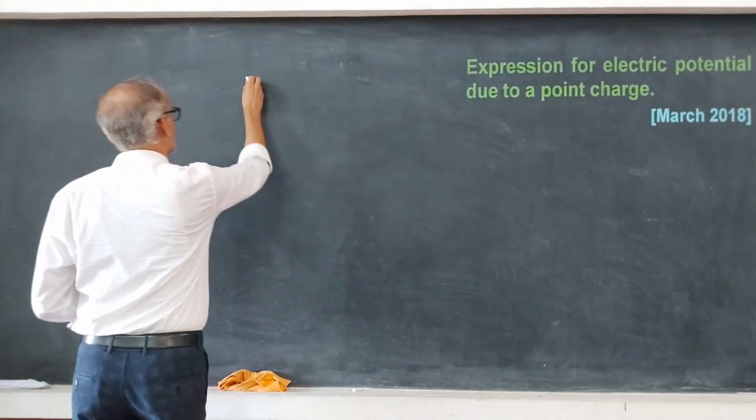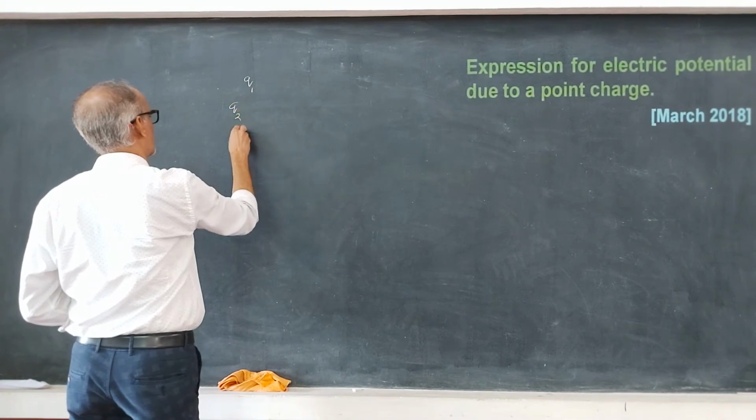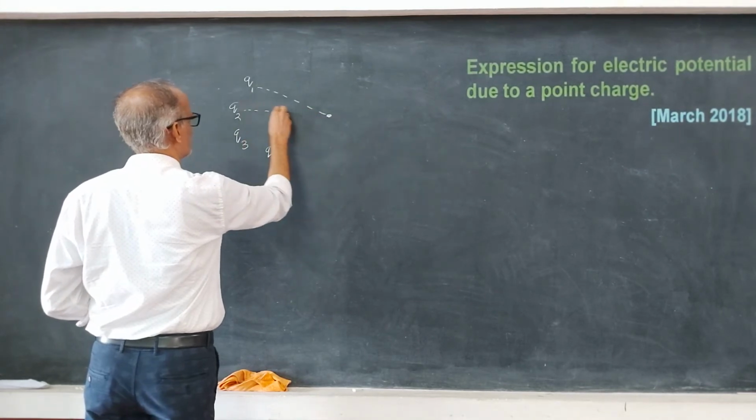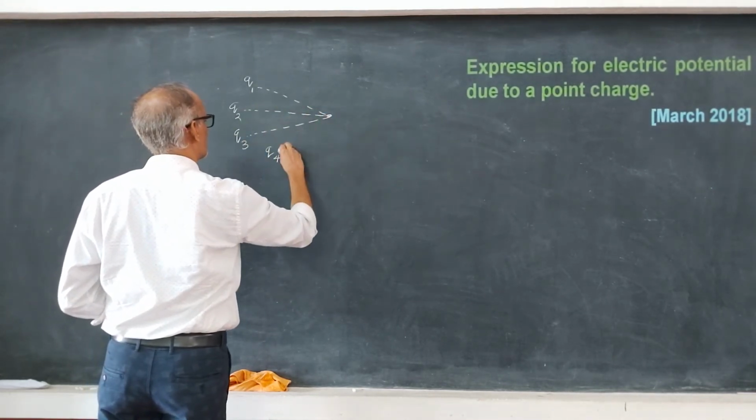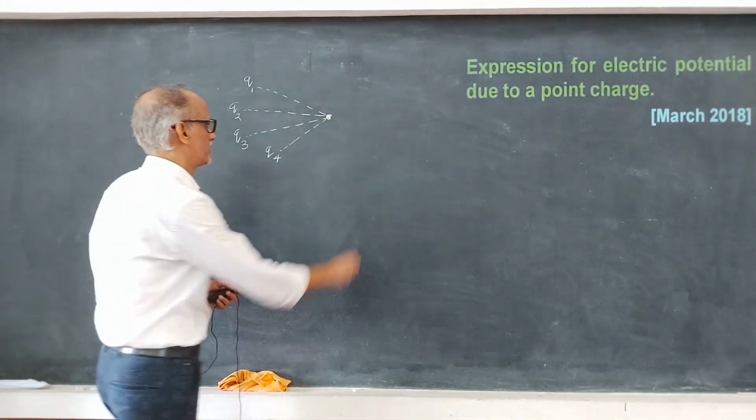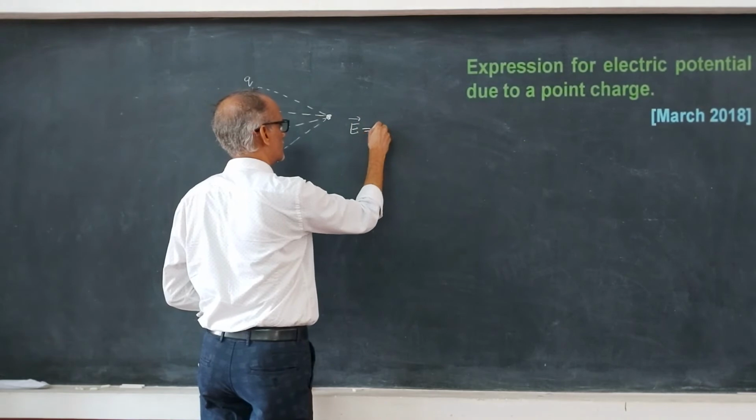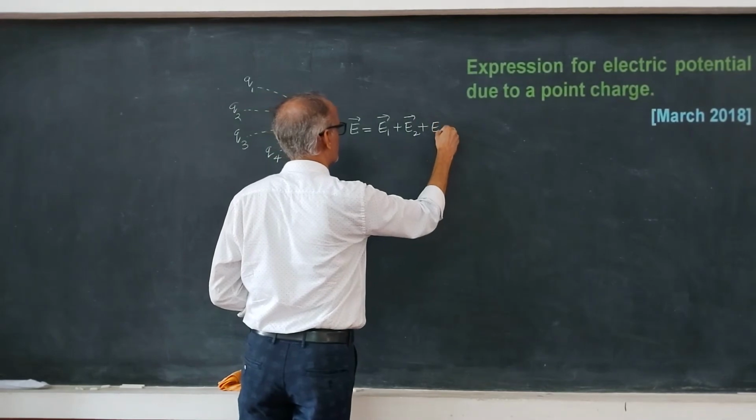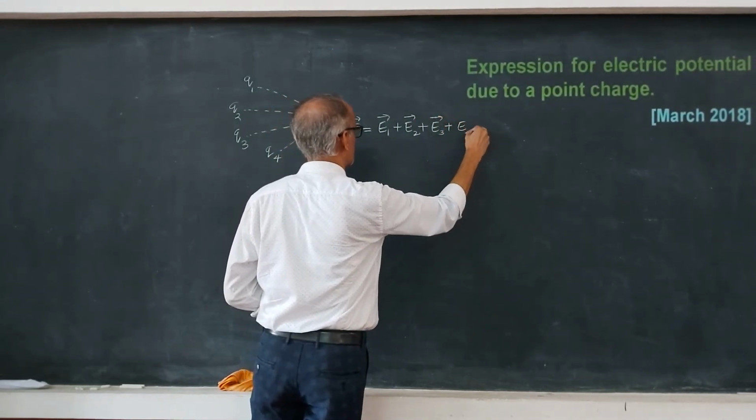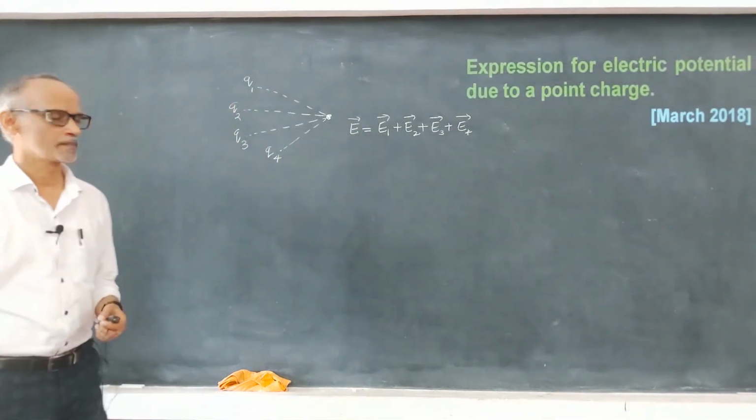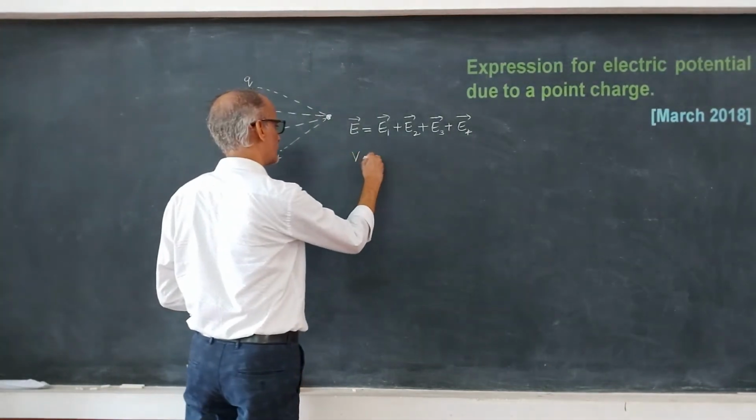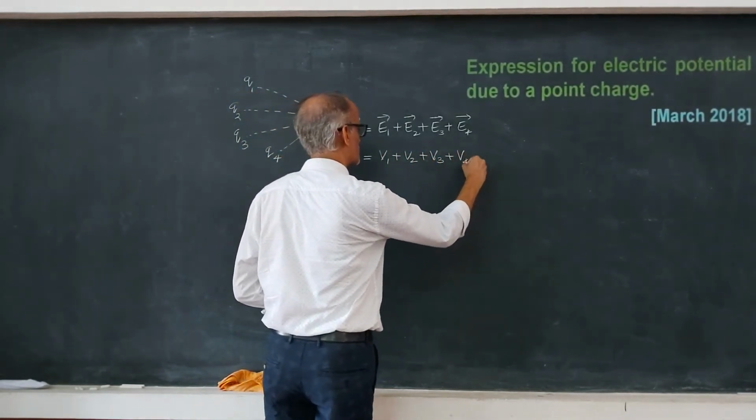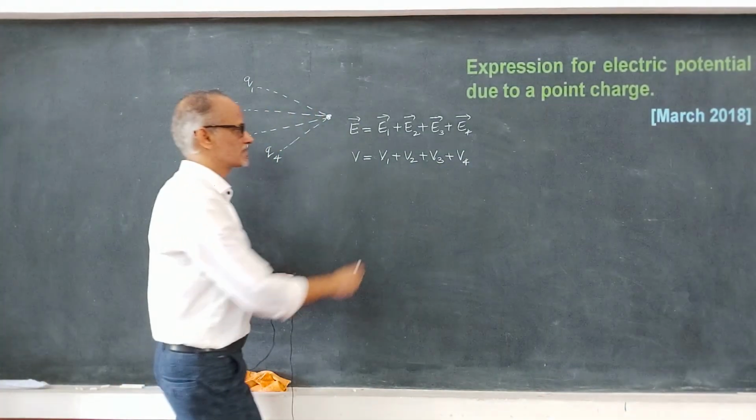If there are many charges, a system of charges Q1, Q2, Q3 and Q4 and so on, then how do you find the net electric field? The net electric field is always given by the vector sum of the electric field due to individual charges, because electric field is a vector quantity. Whereas electric potential is given by the algebraic sum of the potential due to each charge. We have to just add them.